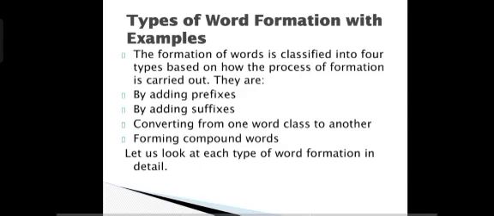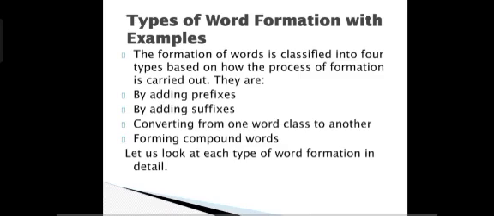The formation of words is classified into four types, based on how the process of formation is carried out. So let's go one by one. Number one, by adding prefixes. Number two, by adding suffixes. Number three, converting from one word class to another. Last one, forming compound words. So these are the four methods by which we can form a new word.